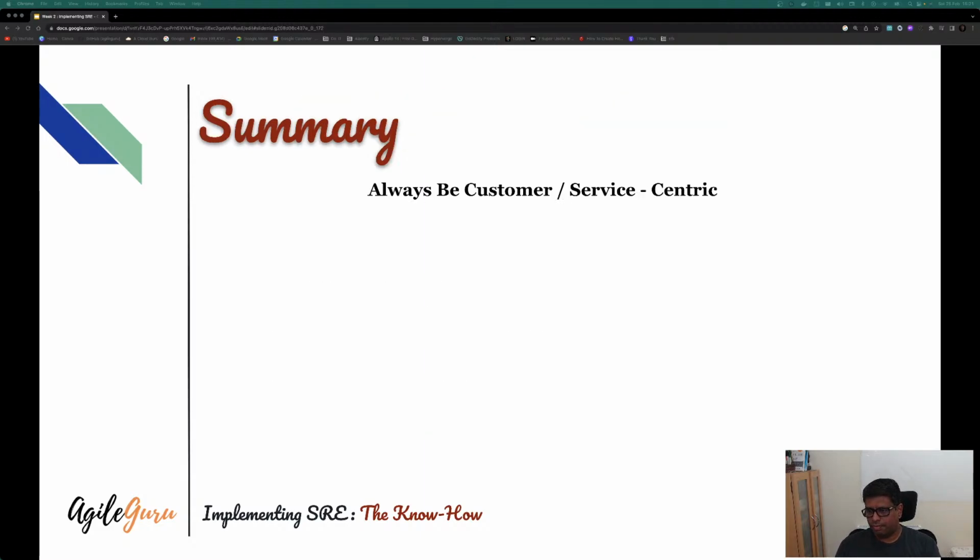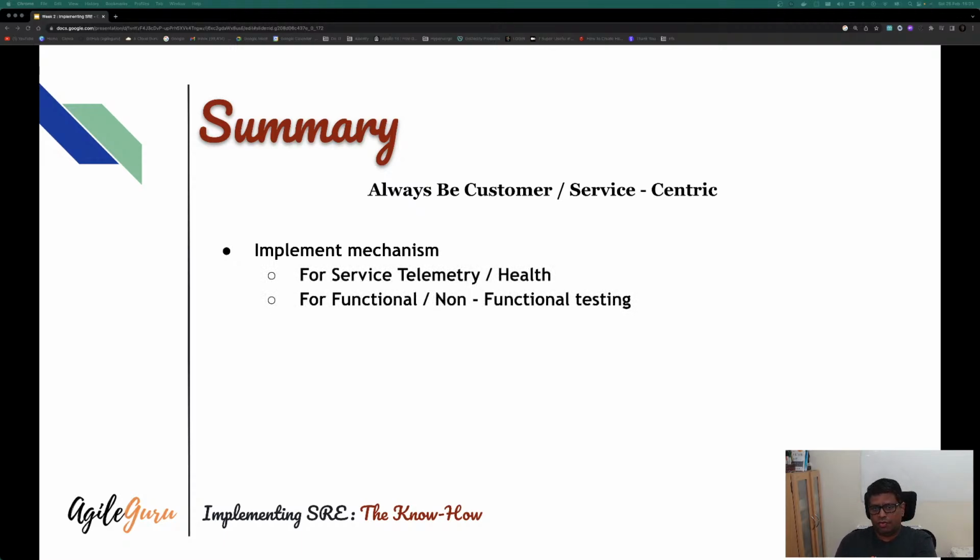Okay? So in summary, you always have to be customer/service centric. You have to implement a mechanism for service telemetry, functional and non-functional testing, and implement a real-time SPOG. Yes, toil means manual, boring work.